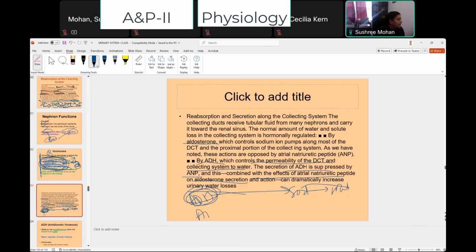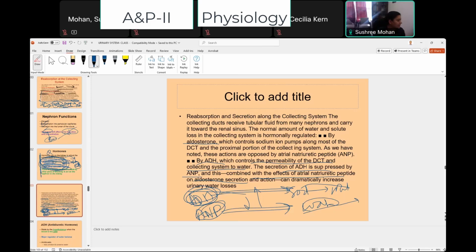The ANP, which is secreted by the heart, will cause the water to be lost. Just the reverse. That's what is written over here. It's antagonistic, opposite in function. This one will preserve the water. This one will help in releasing the water. That means a more diluted volume of urine because of ANP.